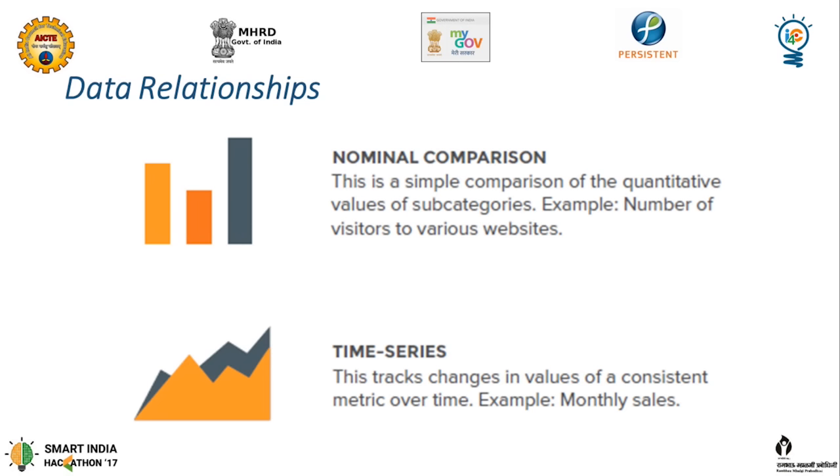Another relation between data is time series, that is tracking the changes in values of a consistent metric over time. Monthly sales is one example of time series. Another example is stock market charts. On a daily basis, stock values change, so we can show the visualization on a day basis. Some people in the stock market also use hourly visualization to plot the stock values, and they predict where the stock will go, up or down, and make their trades on that basis. One example you already know is rainfall in the year.